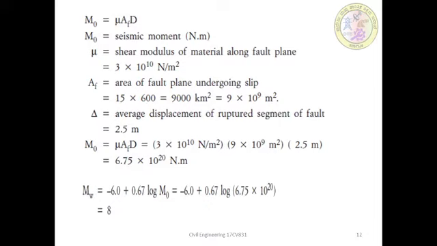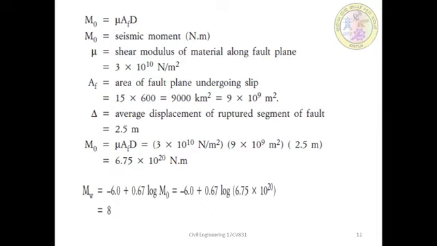So it works out to 9 into 10 raised to 9 Newton per meter square, and delta is nothing but the average displacement of the fault, which is 2.5 meters. So directly we can substitute into M naught is equal to mu into Af into D. Substitute mu, Af as well as D in the corresponding units, so that directly you will get M naught is equal to 6.75 into 10 raised to 20 Newton meter. So that much of the moment is there.